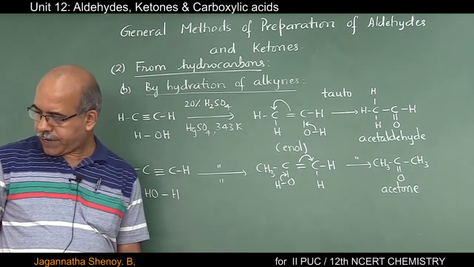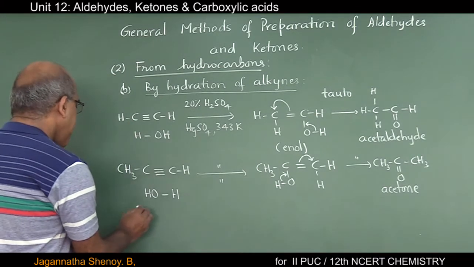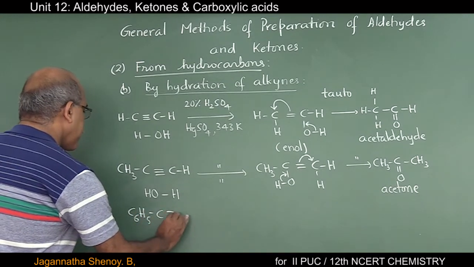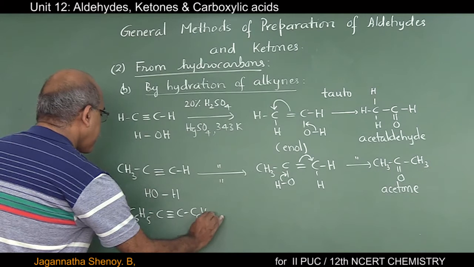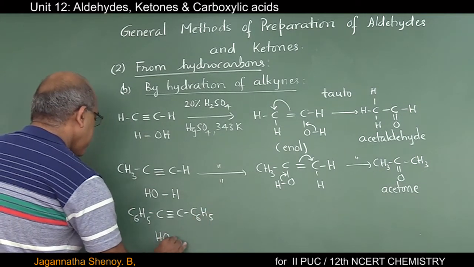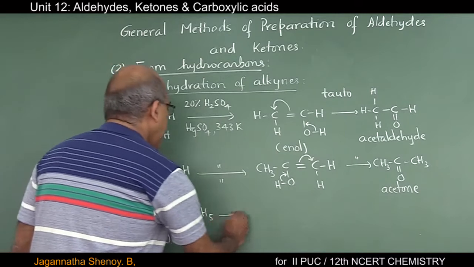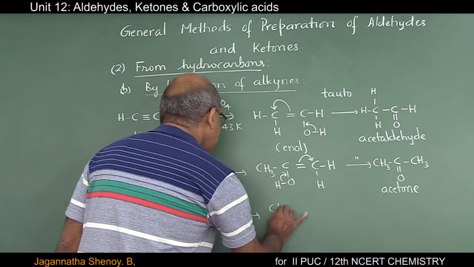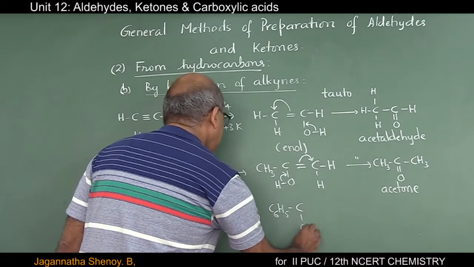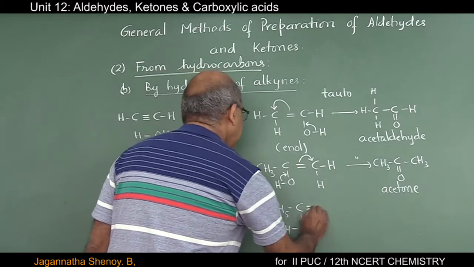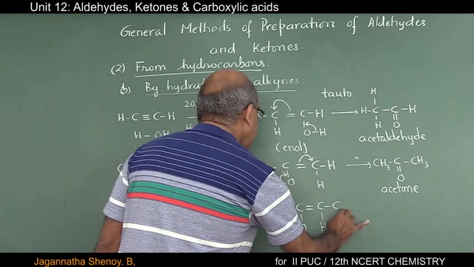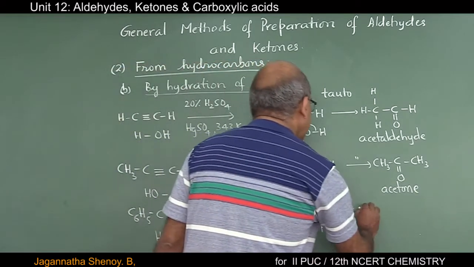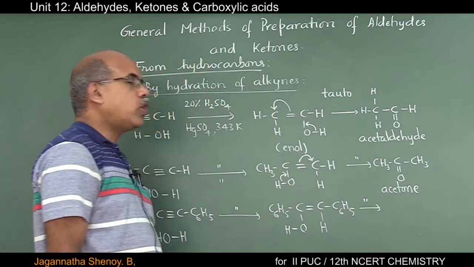in the same way, if I consider one more example, diphenylethyne. Reaction takes place in the same way. That gives you a C6H5COH, a double bond CH, then you will have C6H5. So reaction proceeds through tautomerism.